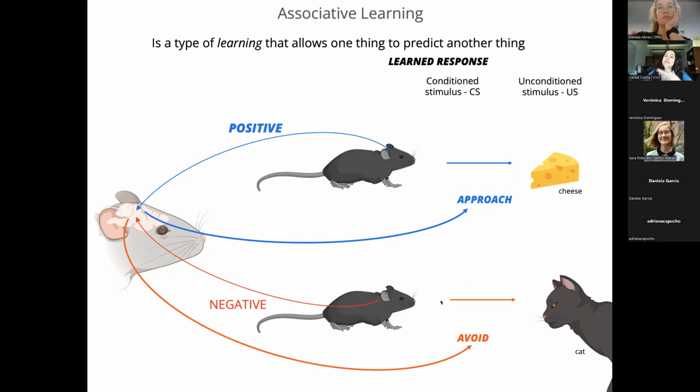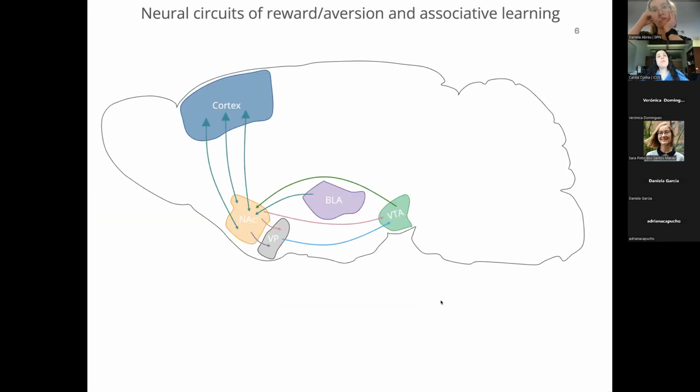From now on, this will be a learned response in which anything that reminds the animal of the cheese or the cat will become a conditioning for the animal. These cues will turn into conditioned stimuli that predict their unconditioned stimuli. And although this process is very basic and every animal has it, it requires the engagement of several brain regions that are part of the brain reward circuit.